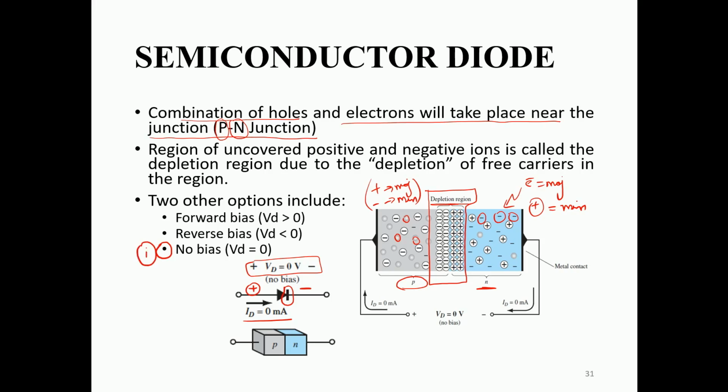The second scenario is called forward biasing, which is our interest, because in this region the diode is going to conduct and thus we are going to get a certain value of current. So ID is going to be a certain value greater than 0 amps.